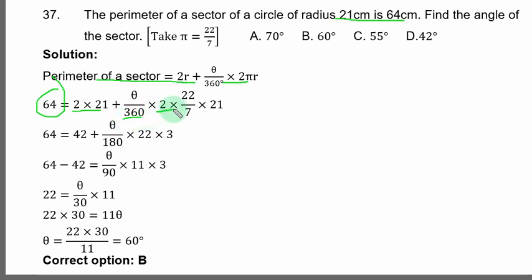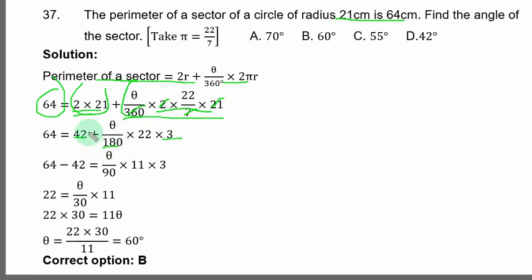2 times pi, which is 22 over 7, times 21. Note that everything here is divisible, and this as well. Alright, so you have 64. If you multiply here, you have 42. You can divide 21 by 7 and you have 3. You can divide 360 by 2 and you have 180.